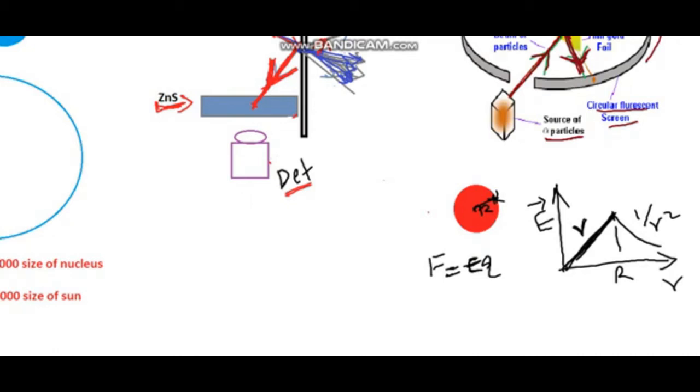But when he calculated, he found that the electric field produced by this charge distribution of atomic size is not enough to deflect or scatter the alpha particles. The alpha particles are massive compared to other particles like protons and neutrons, so they cannot be scattered that easily.